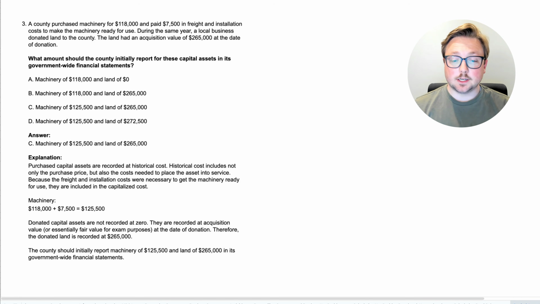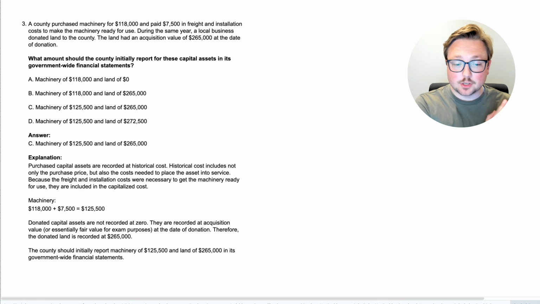Because the freight and installation costs were necessary to get the machinery ready for use, they are included in the capitalized cost. So $118,000, that was the initial purchase price of the machinery, plus the $7,500 of freight and installation gives you $125,500 that's going to be capitalized.